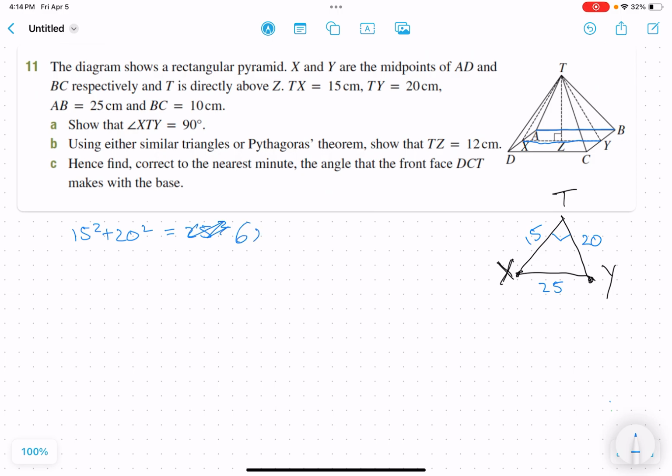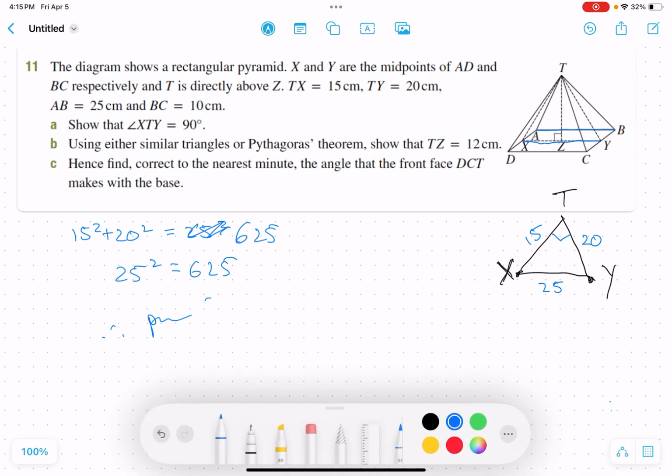625, and what's 25 squared? 625. Therefore, Pythag works, so XT squared plus TY squared equals XY squared. So Pythagoras' theorem works, therefore angle XTY is 90 degrees. Now that it's 90 degrees, it tells us we can use similar triangles, so let's use similar triangles here.